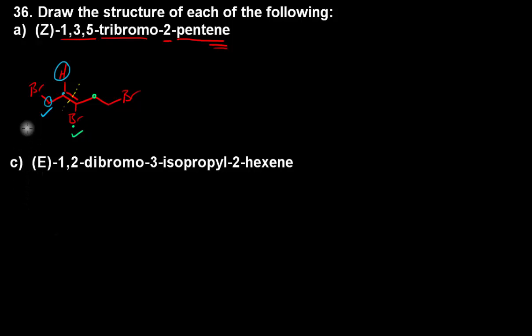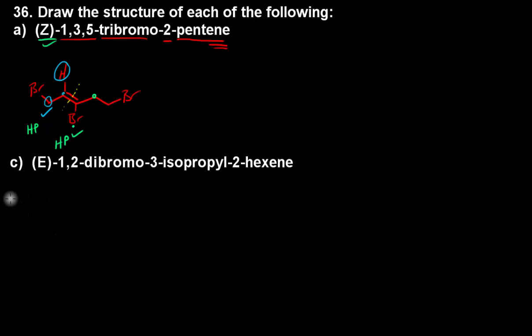Okay, so higher priority, or HP, is going to go on this side, and higher priority here is going to go on this side. In this case, it just so happens that we got everything exactly where we wanted. We have our high priority groups facing the same side of the alkene, and so now we actually do have the Z criteria taken care of. Okay, so this guy works out just fine.